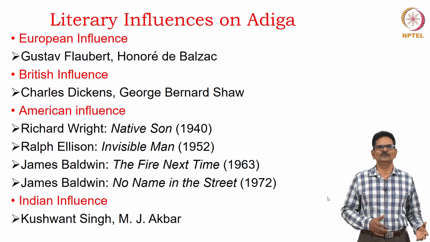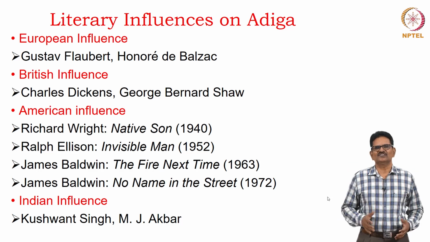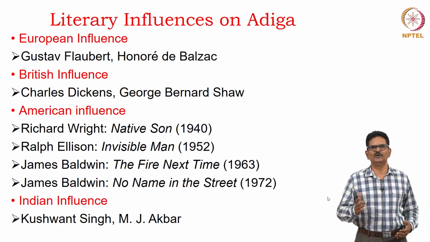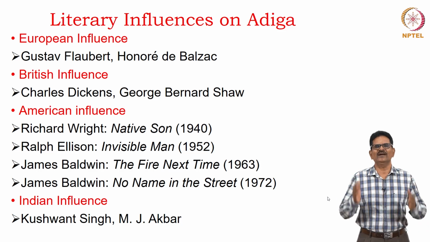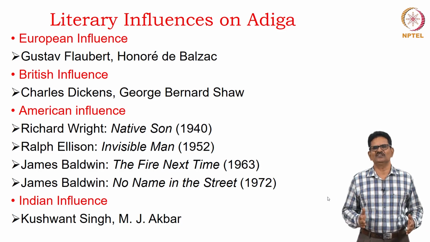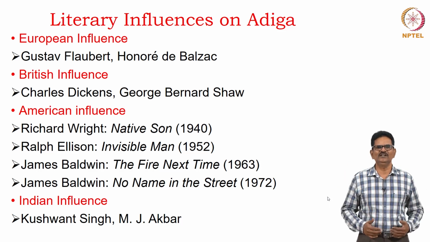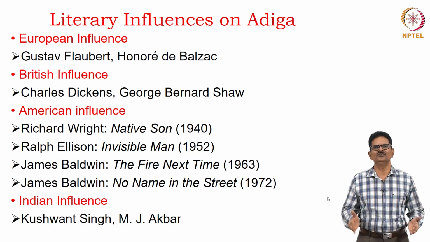Similarly, we have some writers from America influencing Adiga powerfully. We have some specific novels here. Richard Wright's novel Native Son, Ralph Ellison's novel Invisible Man, James Baldwin's two writings, The Fire Next Time and No Name in the Street, all of them have influenced Adiga very powerfully. In the context of India, we have Khushwant Singh and M.J. Akbar, who have influenced Aravind Adiga positively.